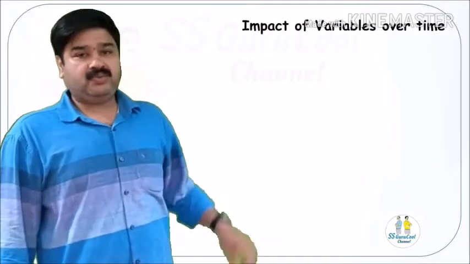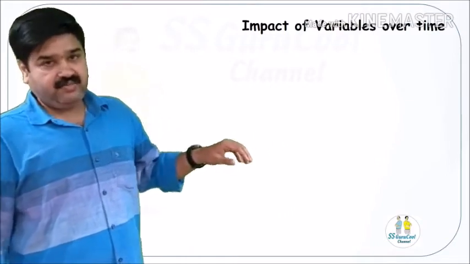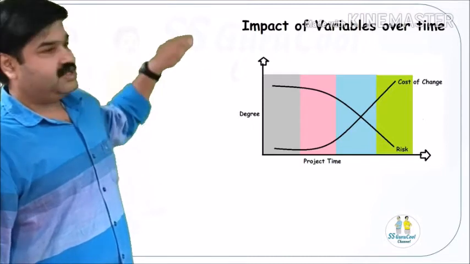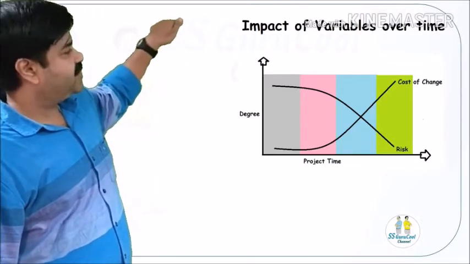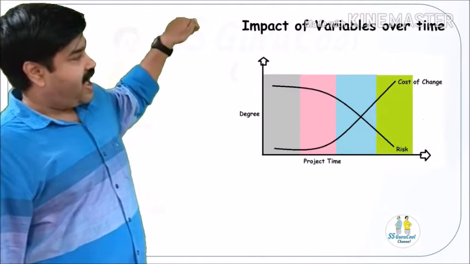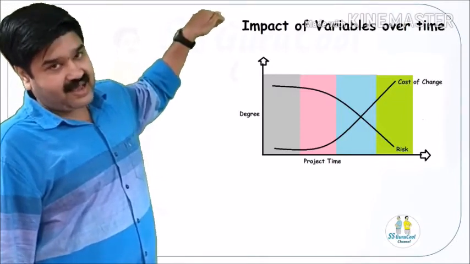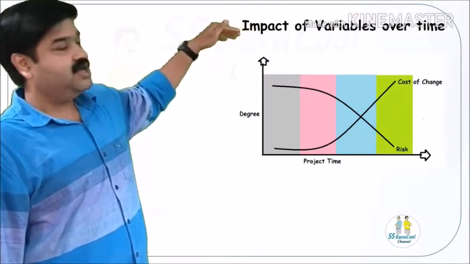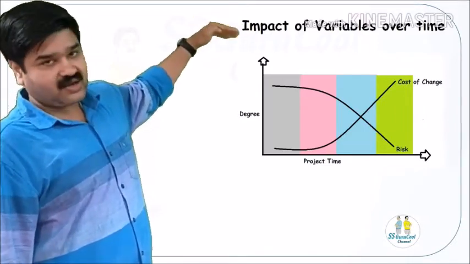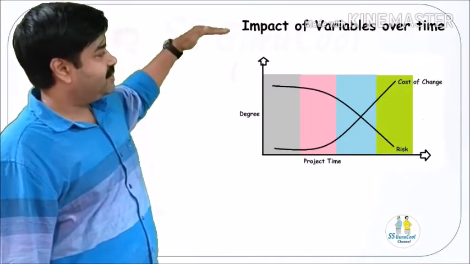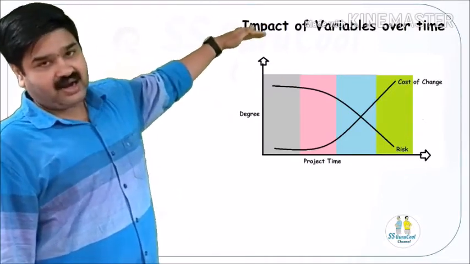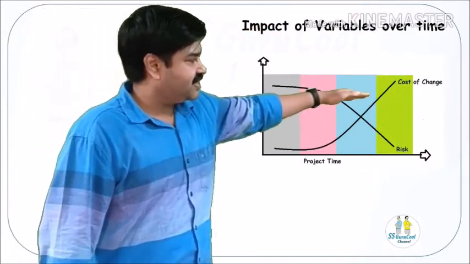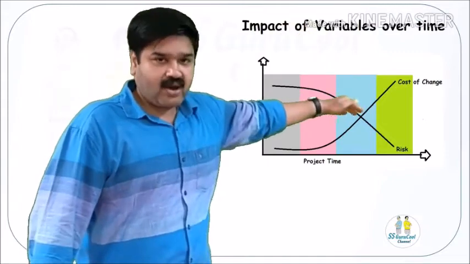Let's see how the risk and cost of change behave over the project life cycle. To start with, the risk, or the unknown, is the maximum at the start of the project, and then as the project gets progressively elaborated, more details, more awareness of the requirements, scope, everything comes into the picture, and then the risk component comes down. So you can see here the risk is at the highest level during the start of a project, and as we progress in the project life cycle, the risk tends to fall down or come down.